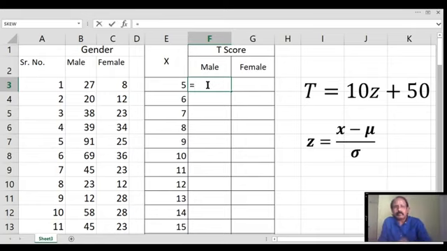For that we start with an equal sign, then we write 10. According to the formula shown on the screen, T equals 10Z means 10 is to be multiplied by Z. So after 10 we put an asterisk sign for multiplication. Then for Z we have to put the expression written below the first formula. In the second formula it is written Z equals X minus mu upon sigma, and our X is here 5, and the address of 5 is E3, that we have to remember.